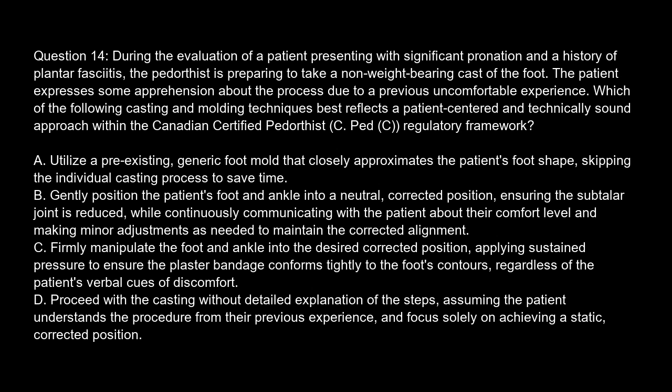Option A. Utilize a pre-existing generic foot mold that closely approximates the patient's foot shape, skipping the individual casting process to save time. Option B. Gently position the patient's foot and ankle into a neutral, corrected position, ensuring the subtalar joint is reduced, while continuously communicating with the patient about their comfort level and making minor adjustments as needed to maintain the corrected alignment. Option C. Firmly manipulate the foot and ankle into the desired corrected position, applying sustained pressure to ensure the plaster bandage conforms tightly to the foot's contours, regardless of the patient's verbal cues of discomfort. Option D. Proceed with the casting without detailed explanation of the steps, assuming the patient understands the procedure from their previous experience, and focus solely on achieving a static, corrected position.